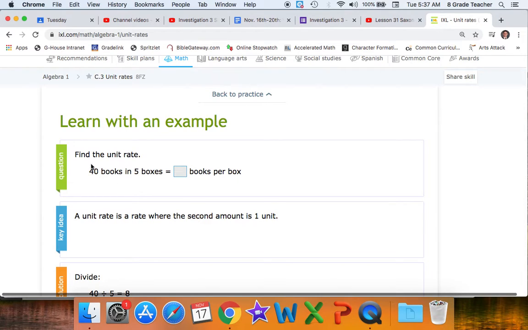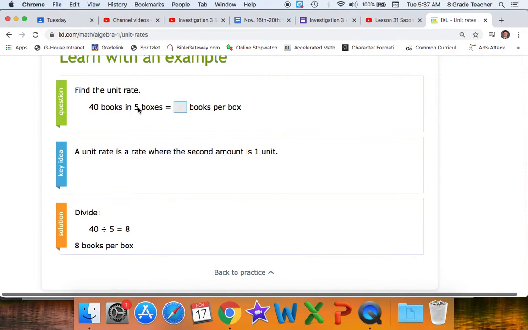You actually divide the larger number, in this case, by the smaller number, or divide whatever value is given here by the subcategory in the second portion. So in this case, it's 40 books in 5 boxes. You're dividing 40 by 5 to find 8. Their unit rate then is going to be 8 books in 1 box. There's where that value of 1 comes, because you're finding that unit of how many are in that last item. Let's go to our practice.